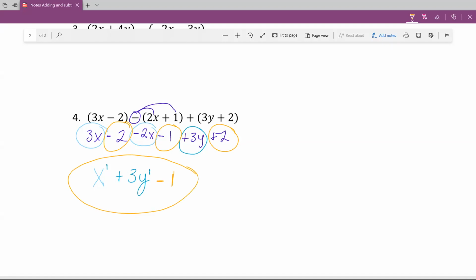And that's it. You guys have been adding and subtracting polynomials for a while and just didn't know it yet. So hopefully this section is easy for you. If not, well, you've got an extra chance to practice. Have a good day and don't forget to do your homework.